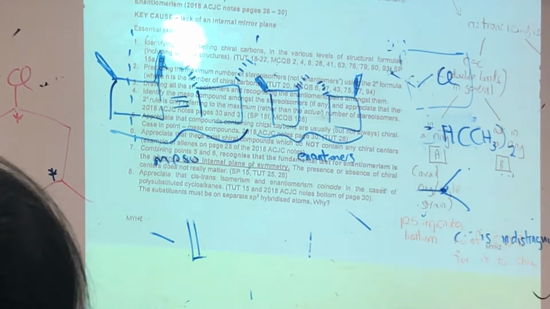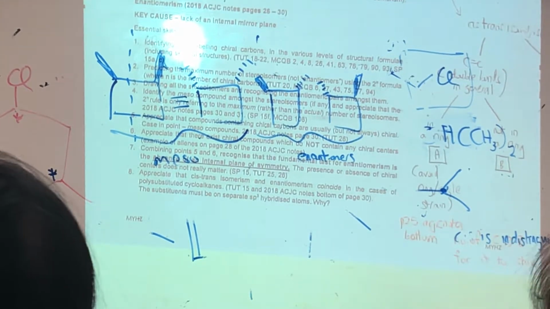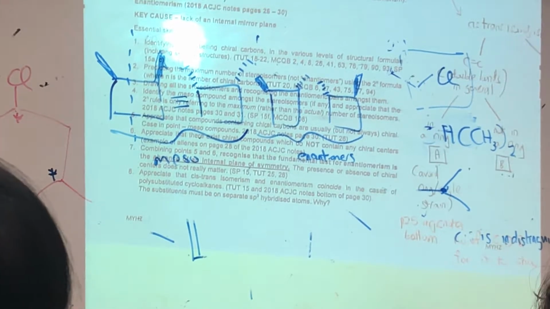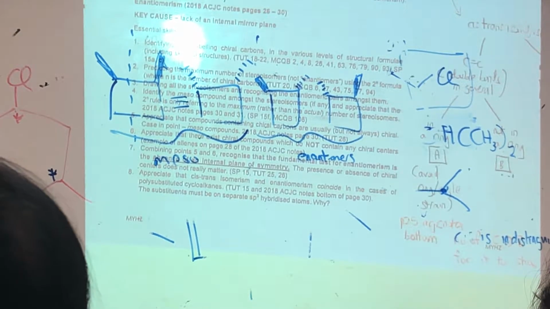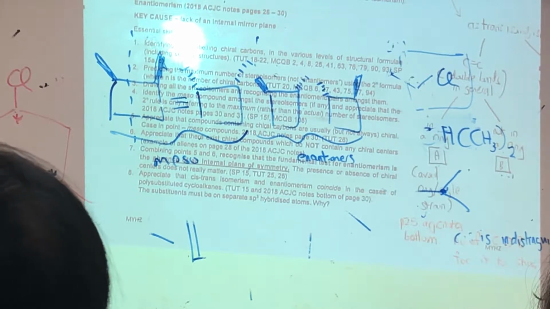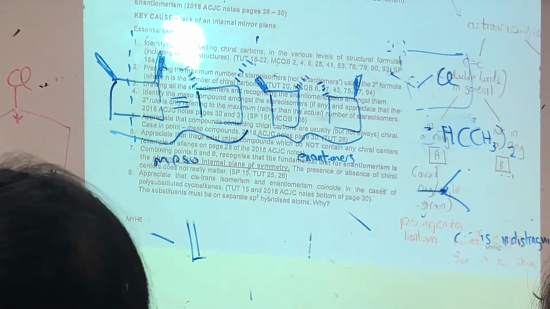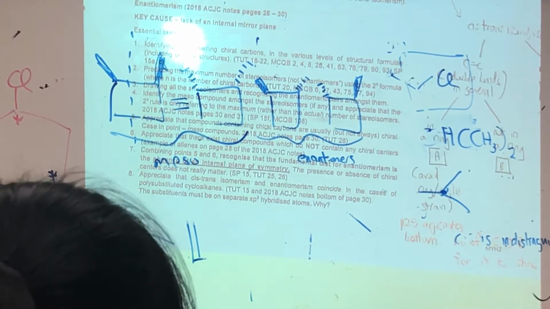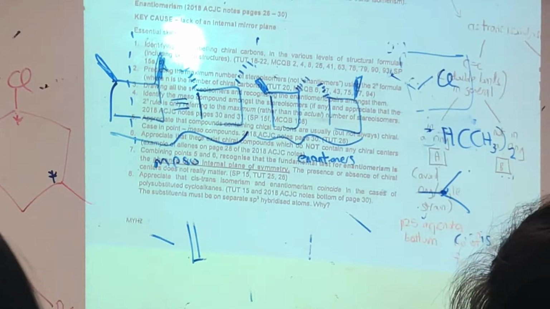Meso is basically just enantiomer with internal planes. So you know, like miso soup. No, meso means a compound with chiral carbons within it, but because there is an internal plane, its mirror image will be identical to itself. Okay. So if it's not an enantiomer, it will be a meso compound?